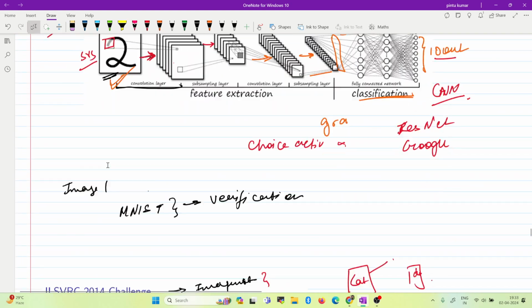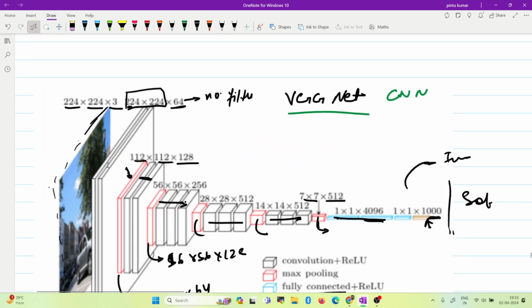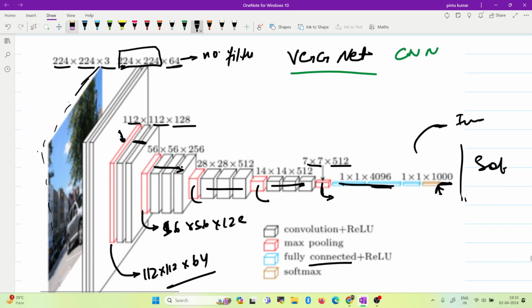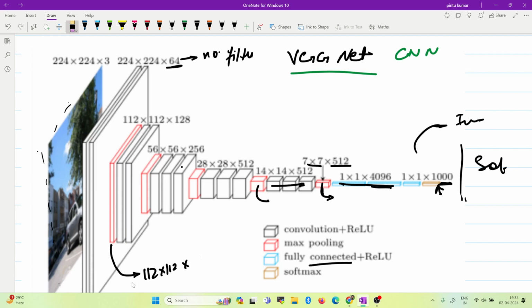Sir, could you zoom that VGGNet again, sir? One minute. Sure. The image is nothing special over here. Even if you just type it on Google, you will straight away get the image. But how to read this, I wanted to tell.